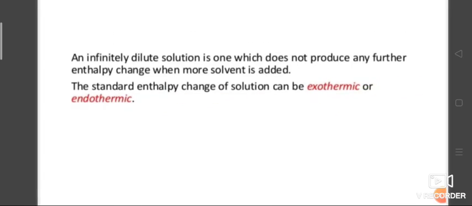An infinitely dilute solution is one which does not produce any further enthalpy change when more solvent is added. So when more solvent is added, what happens? Enthalpy will not change. The standard enthalpy of solution may be exothermic or endothermic. Some of the reactions are exothermic, some are endothermic. For example, dissolution of an acid or base is exothermic. At the same time, dissolving a salt, ammonium chloride, is endothermic.